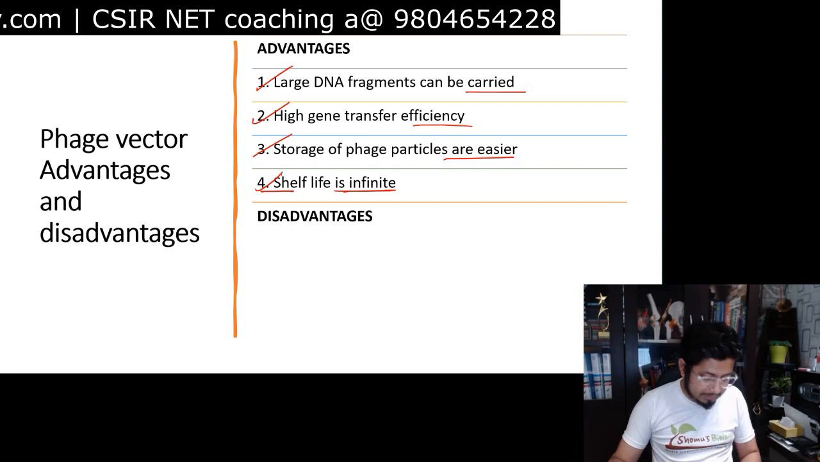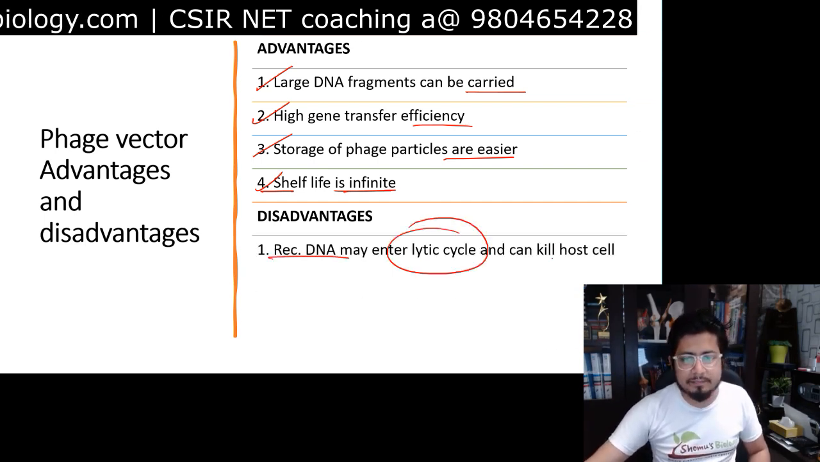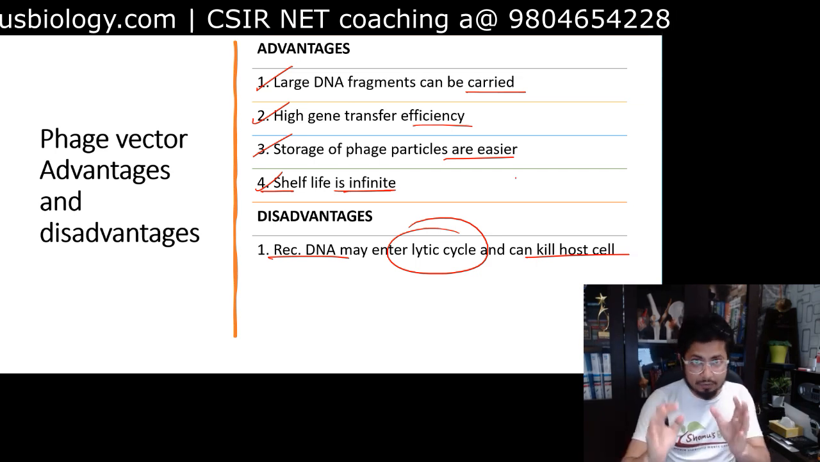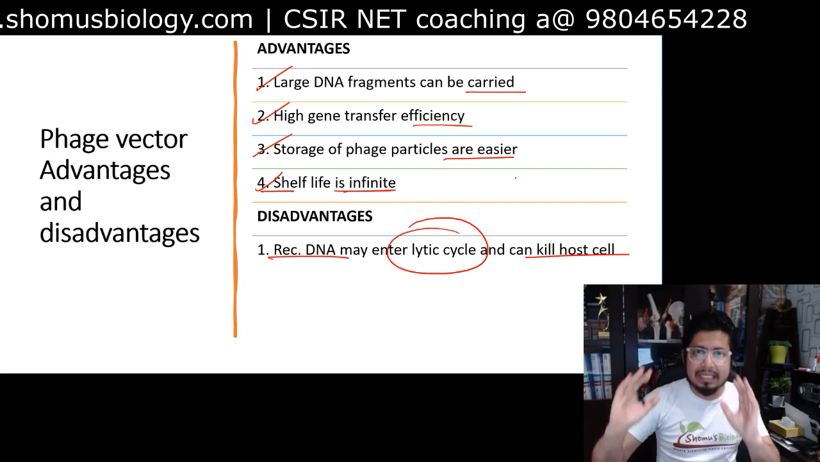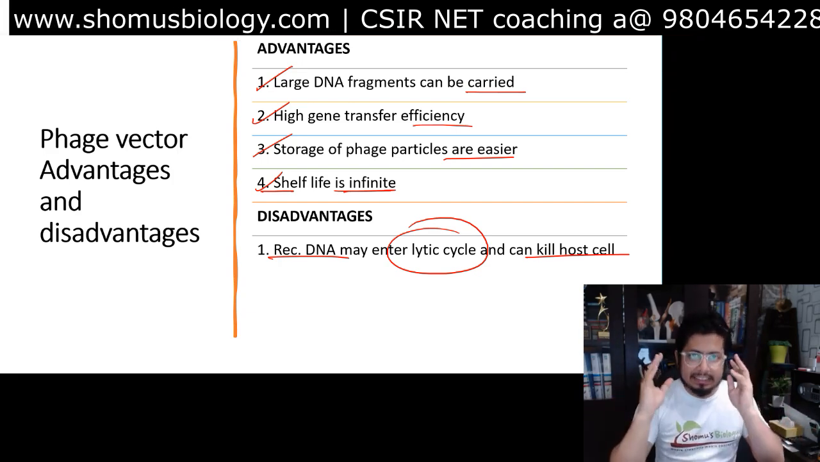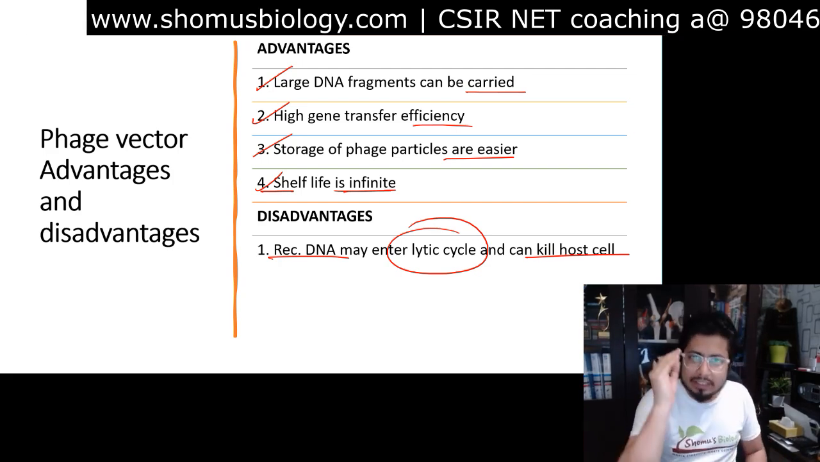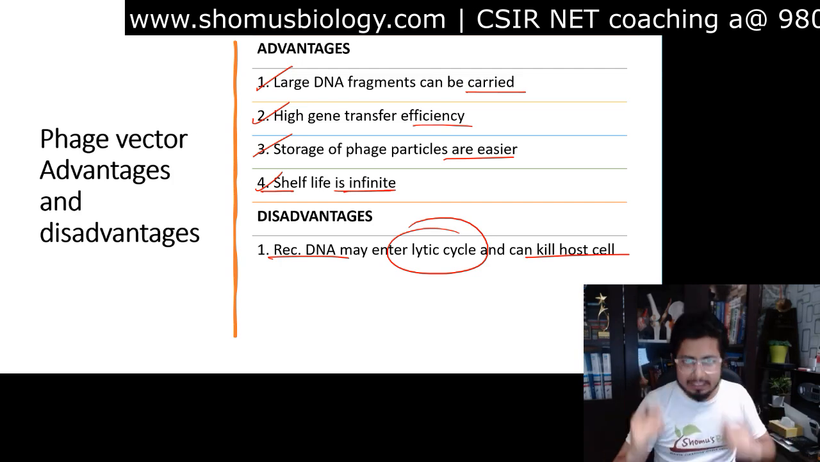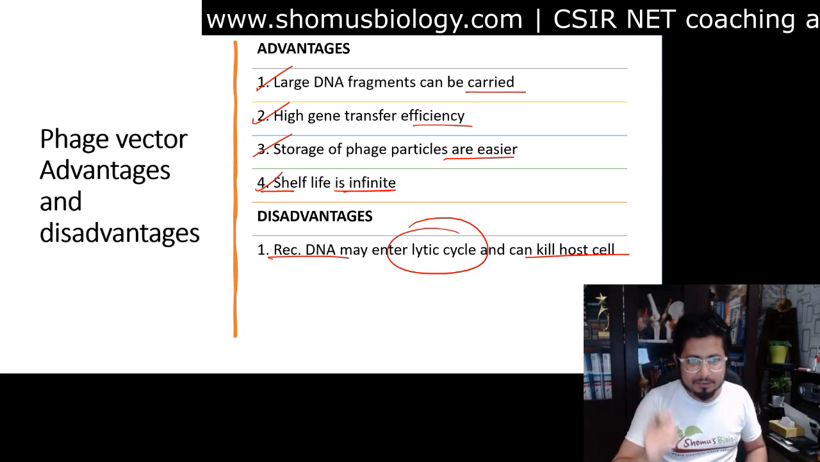While the disadvantages are out there, that is, recombinant DNA may enter the lytic cycle and can kill the host cell. That is one big problem, because as I told you earlier, this is a virus, and it intends to kill the bacteria via the lytic cycle. So it will always try to do that. What we can do is prevent this process.